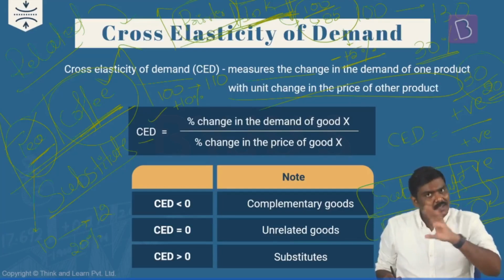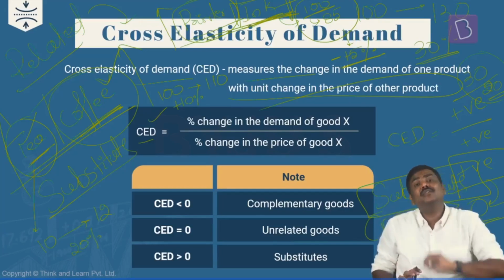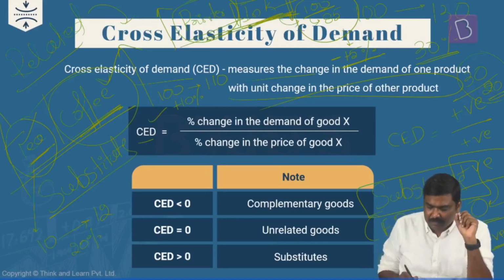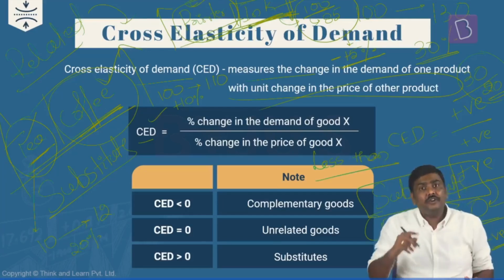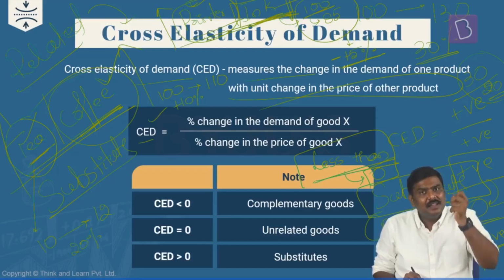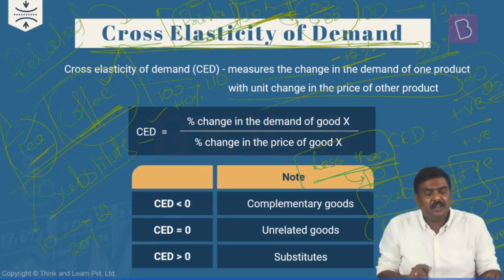Whatever the outcome is, do not worry about the number. Focus on the symbol of the outcome. Negative divided by positive, the outcome will be what? Negative. And rather than saying negative, can I simply say it is less than 0? So understand this. For complementary goods, we started with an example of complementary goods, CED is less than 0, or CED is negative. This is the application of cross elasticity of demand.